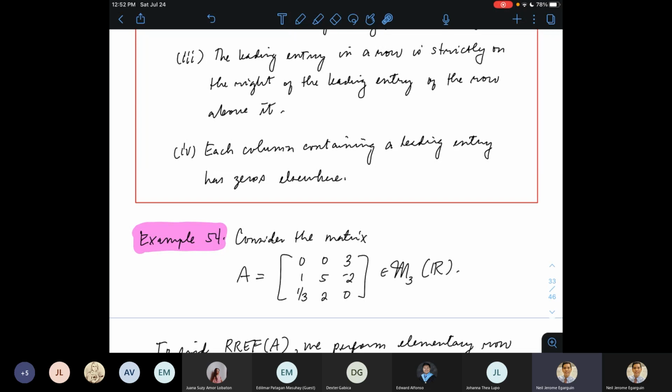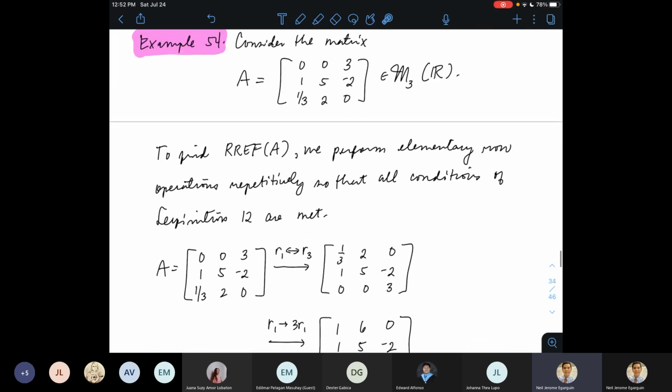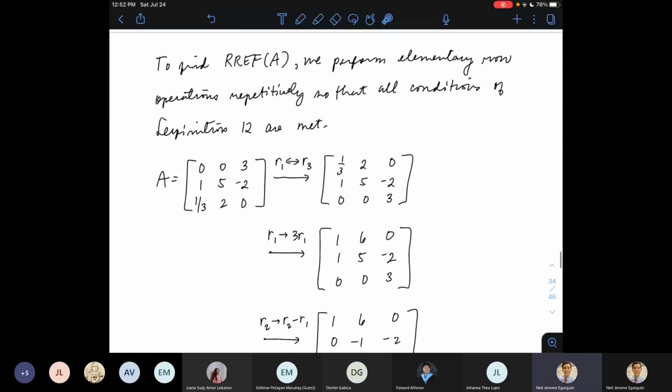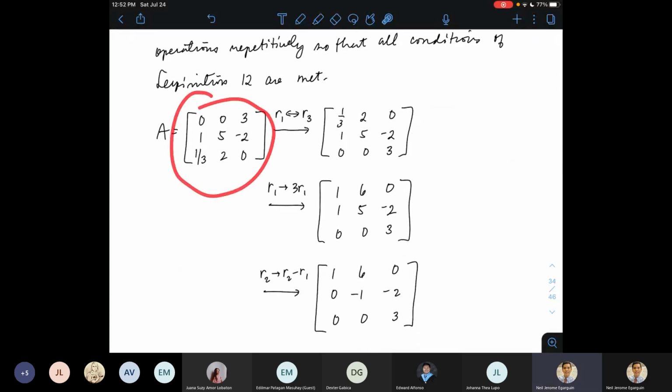Let's focus on RREF. And let's take a look at example 54. And the challenge here is to find the RREF of A. So again, to find the RREF, we need to perform elementary row operations. Para yung definition 12, lahat ng conditions on definition 12 ay masatisfy. Okay? So here we start with the matrix A. So hindi nagma-matter yung ordering. You can swap the ordering. You can pick which one you want to put on top and so on.